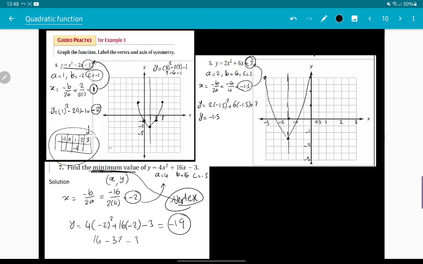Now we have finished the explanations for the first part of the chapter, which is the quadratic function in the standard form ax² plus bx plus c.